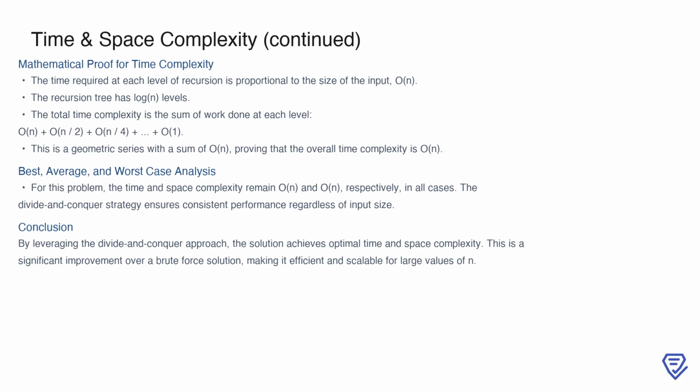At each level of recursion, the algorithm processes the input in O(n) time, and with log n levels in the recursion tree, the total time complexity is derived as the sum of O(n) plus O(n/2) plus O(n/4), and so on. This geometric series converges to O(n), confirming the linear time complexity.